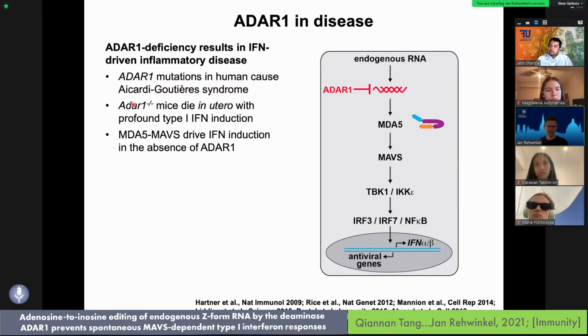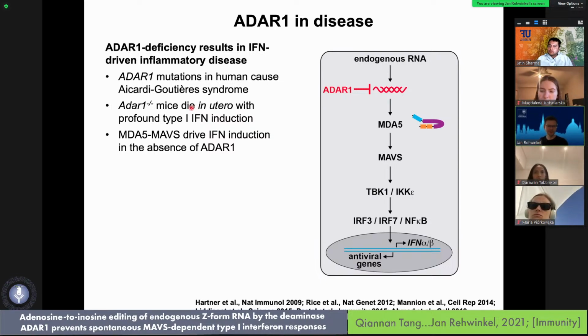If you knock out the entire ADAR1 gene in mice, then these mice are embryonically lethal. They will develop a little bit, but then in utero, the embryos are resorbed. And before that happens, those embryos have a very, very strong type 1 interferon signature.